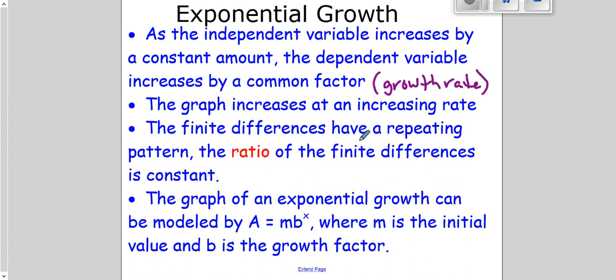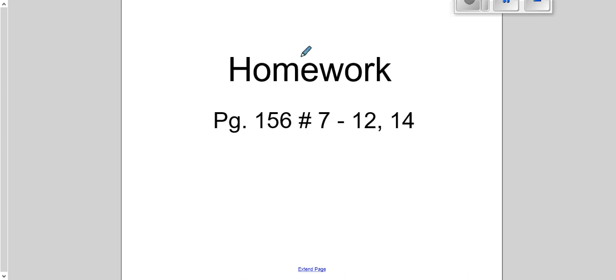The graph increases at an increasing rate. The finite differences have a repeating pattern. It's the ratio, okay? So we use a ratio, and it's nice because that ratio that we figure out is actually what our growth rate is. And the graph of an exponential growth can be modeled by A equals M times B to the X, where M is the initial value and B is your growth factor. So make sure you have these written down. It's good information. And then, of course, here is some homework that you can certainly practice on. If you have any questions, let me know.